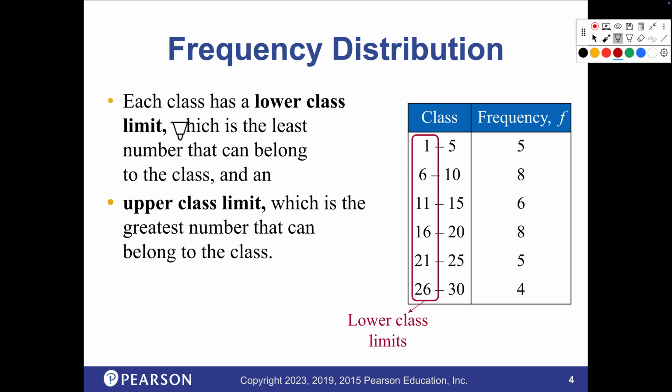Okay, so how we go about this, we're actually going to construct these today from data. Each class has what's called a lower limit. And again, here it kind of makes sense, right? 1 would be the lower limit, 5 is the upper limit for the first class. So we've got a lower limit and an upper limit for each class. What we're going to do is take a big chunk of data and figure out how to calculate those.